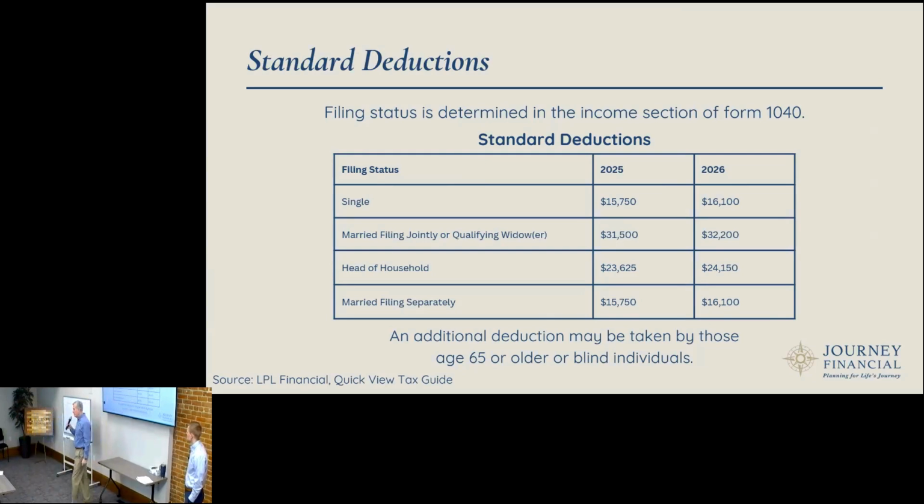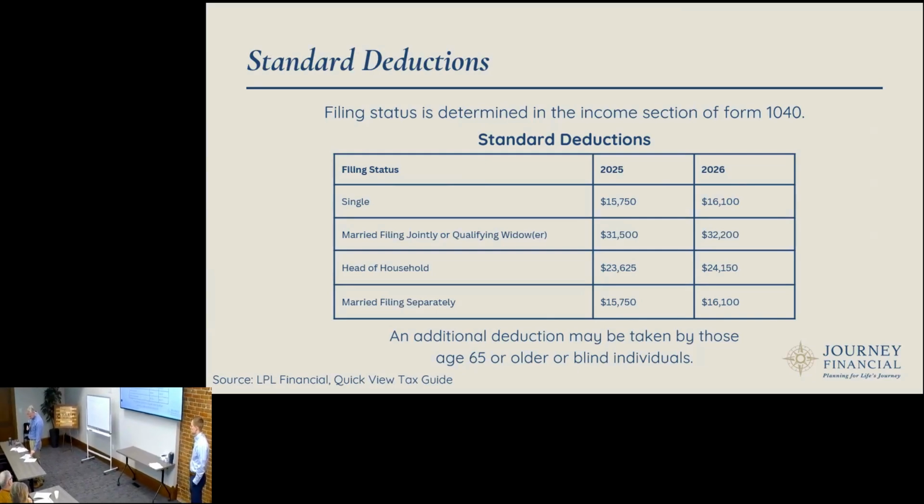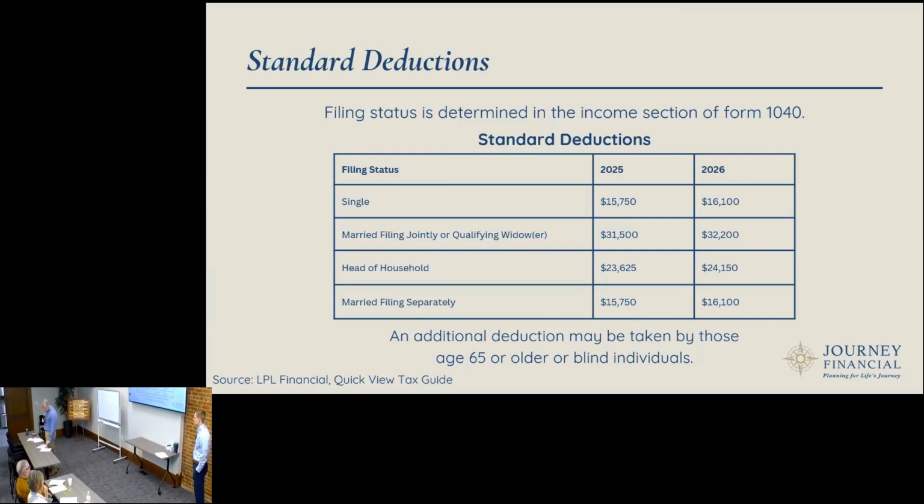The one thing about if you're over 65, you get an extra standard deduction. I believe it's $1,650 per person in the household that is over 65. And as I say that, I'm going to go look. Yeah, it is $1,650. So for over 65. Oh yeah, even a single filer has that. We even have that.